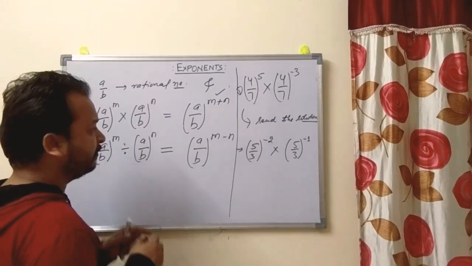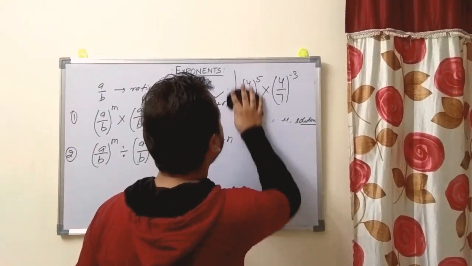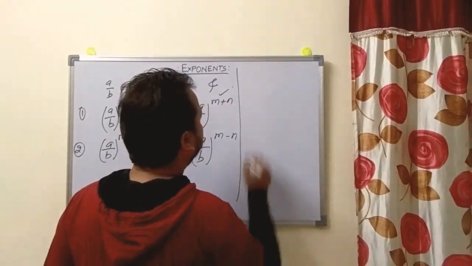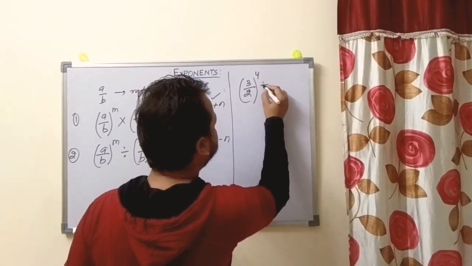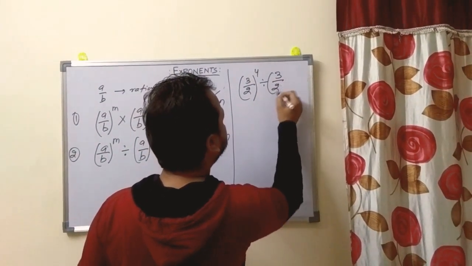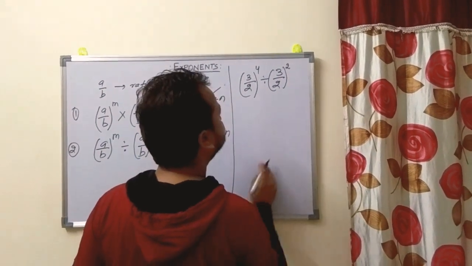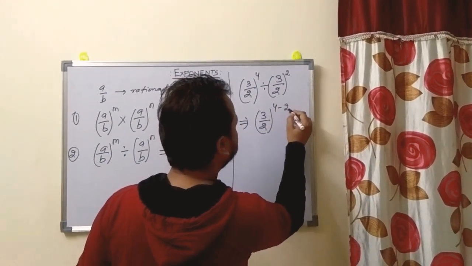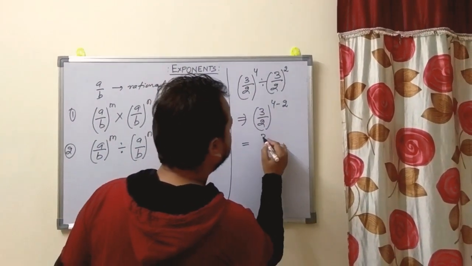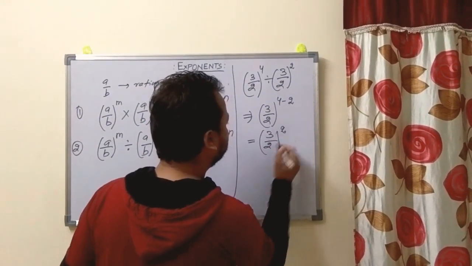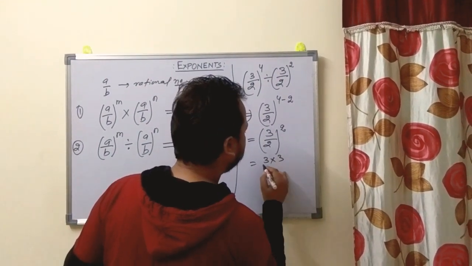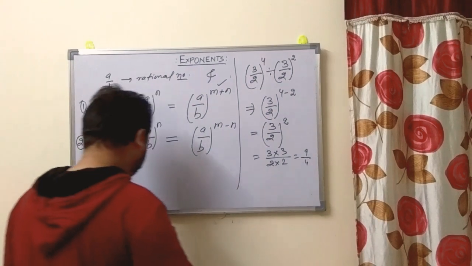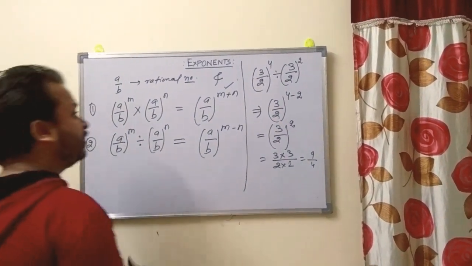Now come to the second formula. (3 by 2) power 4, which is being divided by (3 by 2) power 2. So 3 by 2, 4 minus 2 equals (3 by 2) power 2, and solve it. 3 multiplied by 3 and 2 multiplied by 2. 3 threes are 9 by 4. Right? So there are also 3 possibilities.